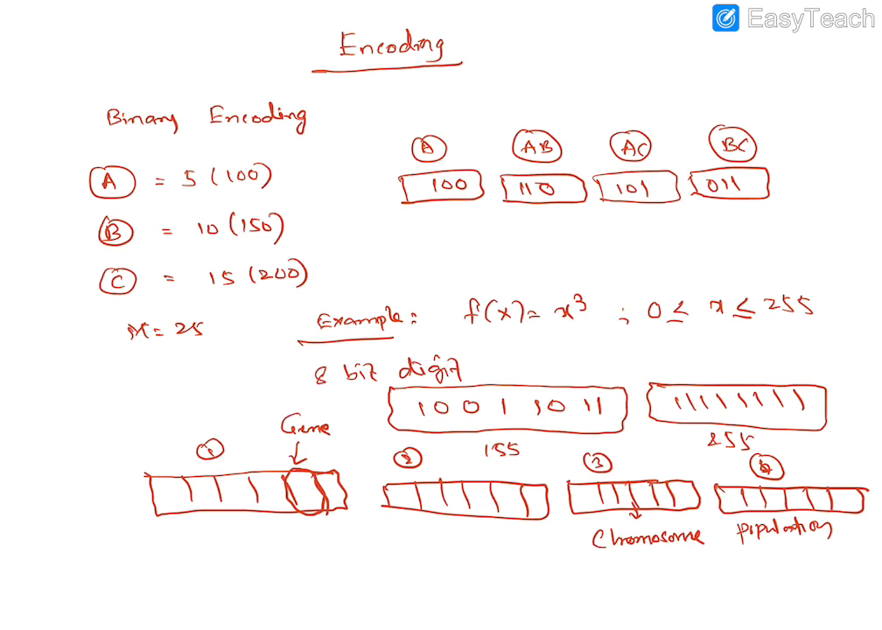In the encoding technique, if you consider the example of an 8-bit digit, this is the 155 value and this is the 255 value. If you consider the chromosomes, these are the chromosomes. If you look at the chromosomes, here we have considered one gene. Like this we are going to select the chromosomes.